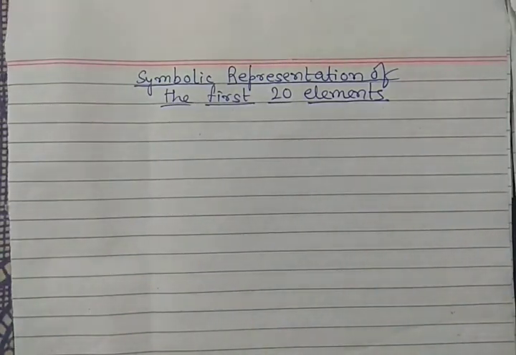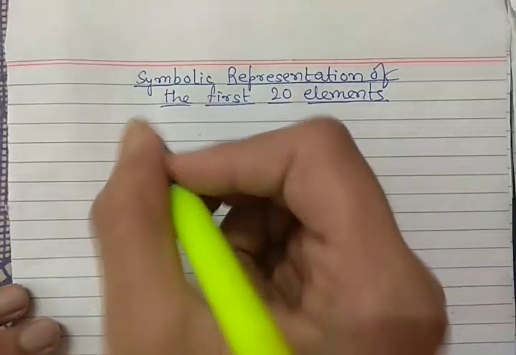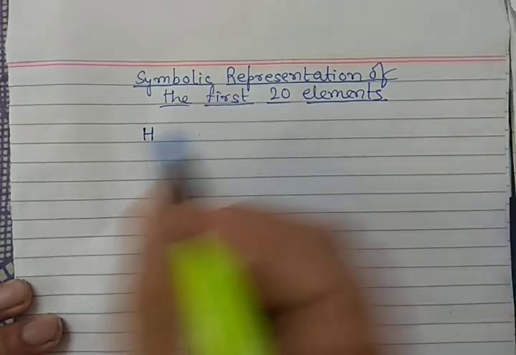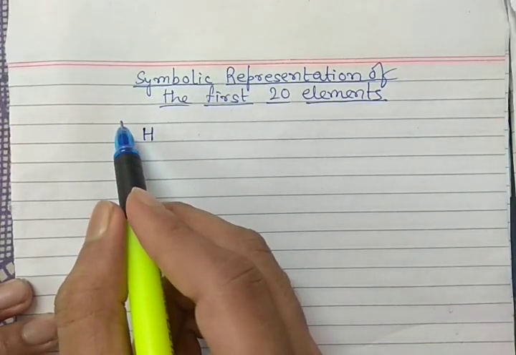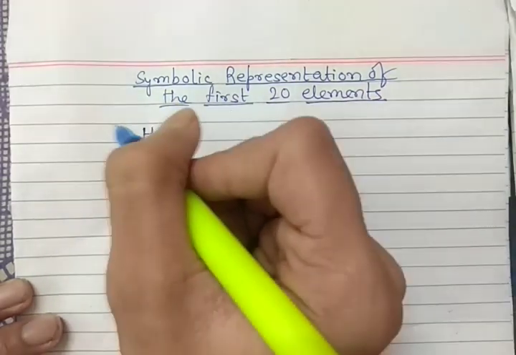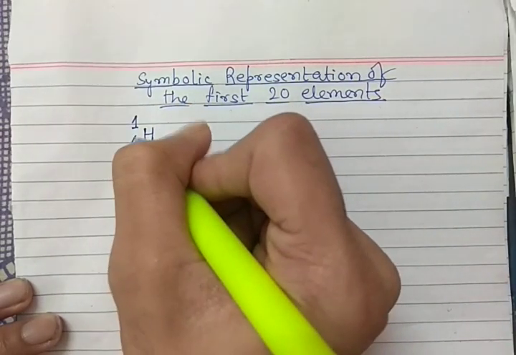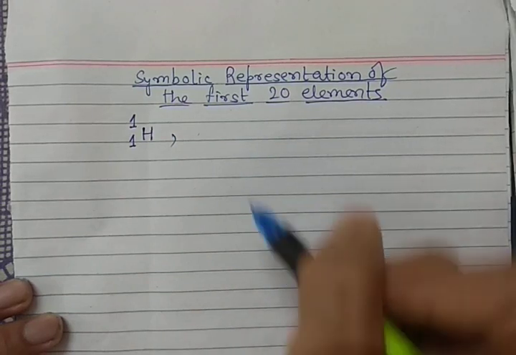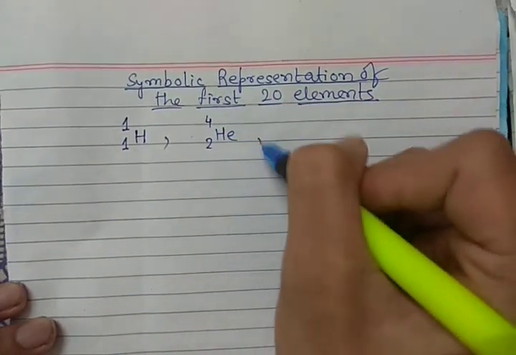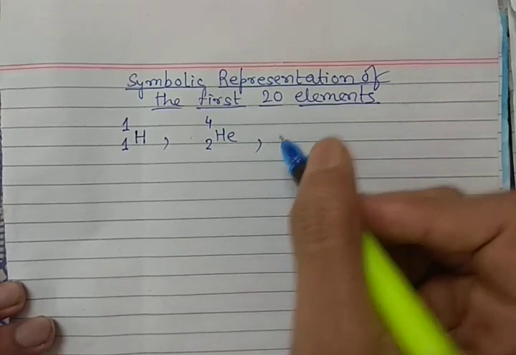Now how will we represent them using symbols? Okay, so in case of hydrogen, here we will place the mass number and here we will place the atomic number. Okay, so hydrogen will be represented by H, 1 and 1. Okay, how is helium represented? Helium is represented by He, 4 and 2. How is lithium represented?